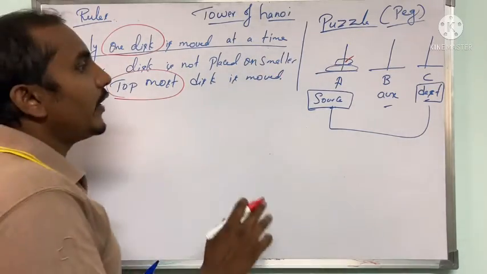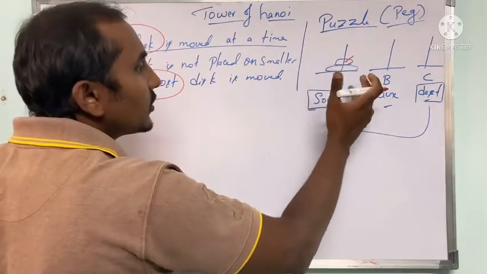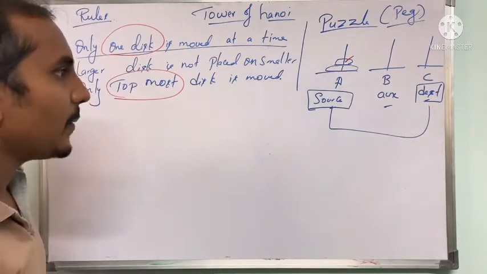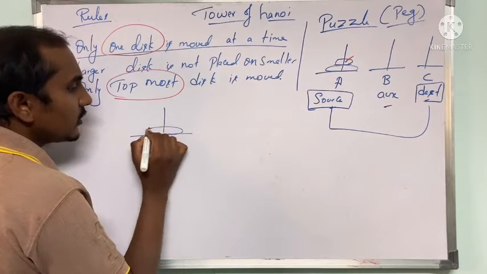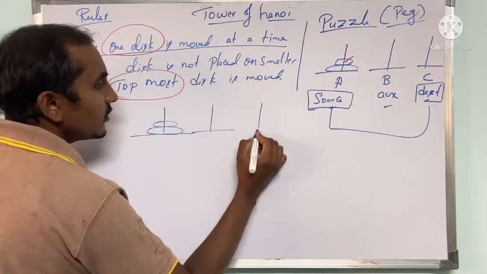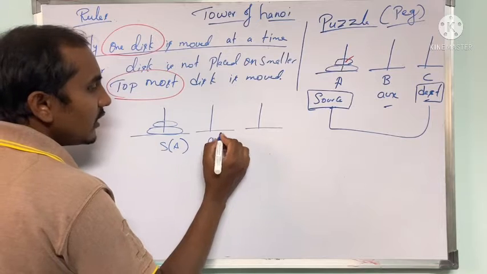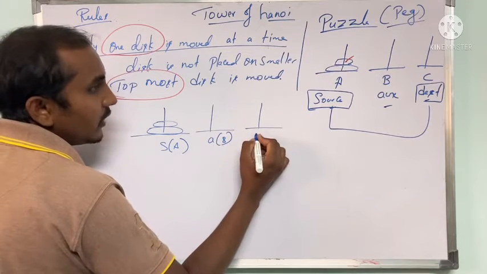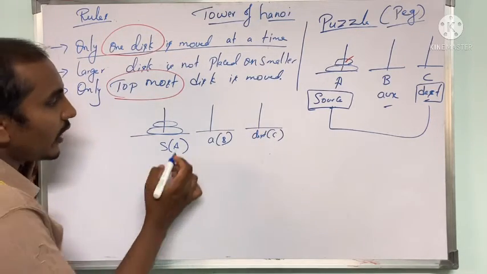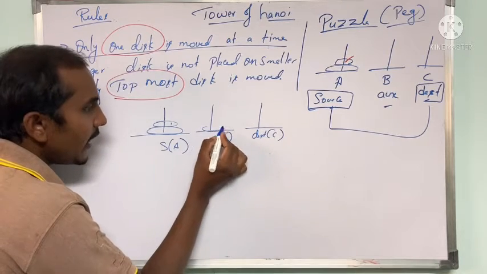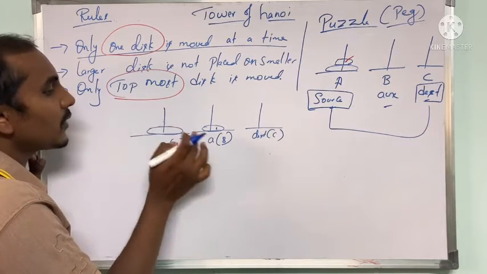Now, by following these three rules, I need to move these two disks from A to C. How to move it? Say, for example, I have this at the beginning: the first disk and second disk. I have these three pegs: source, which is called A, auxiliary, which is called B, and destination, which is called C. Now I'll move disk 1 from A to B.